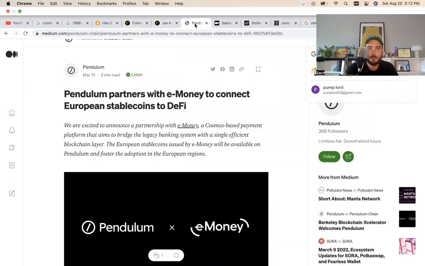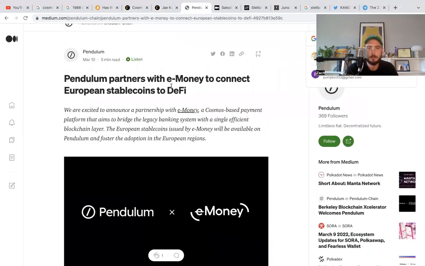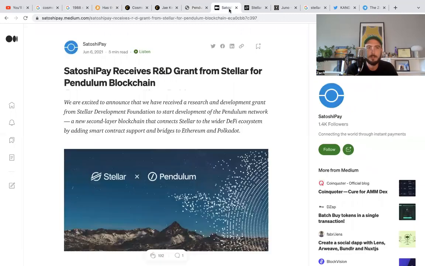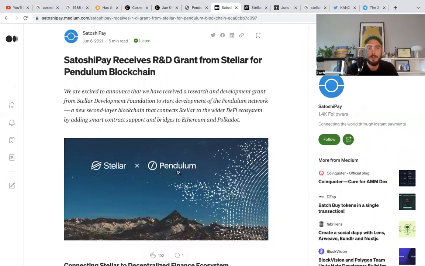So if you look here, Pendulum partners with e-Money to connect European stablecoins to DeFi, and they're excited to announce a partnership with e-Money, a Cosmos-based payment platform that aims to bridge the legacy banking system with a single efficient blockchain layer. Look at the Pendulum logo, it also has that line. And the e-Money logo also has that line, just like Cosmos. And what's important to know is that Stellar gave a grant to basically build Pendulum.